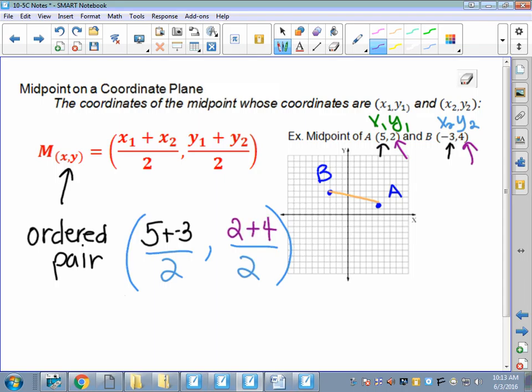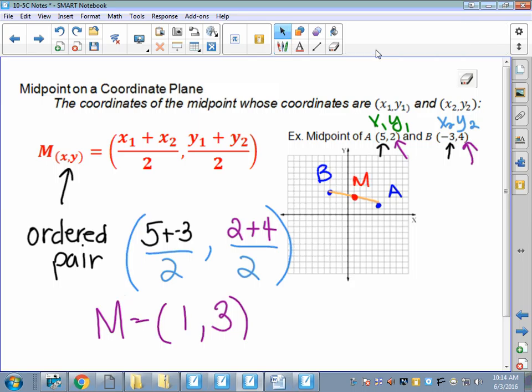So I'm going to do that math, and my midpoint will be at 5 plus -3 is 2, divided by 2 is 1. 2 plus 4 is 6, divided by 2 is 3. So that's telling me that my midpoint is at over 1, up 3, the ordered pair. Right here is my midpoint. So it's exactly in between point B and point A.